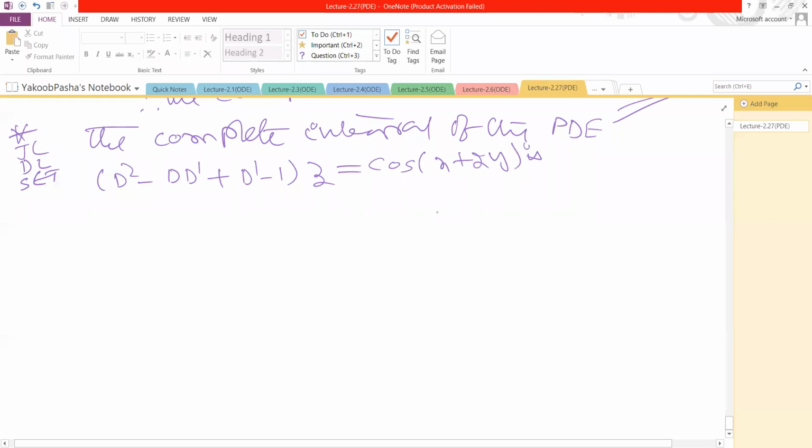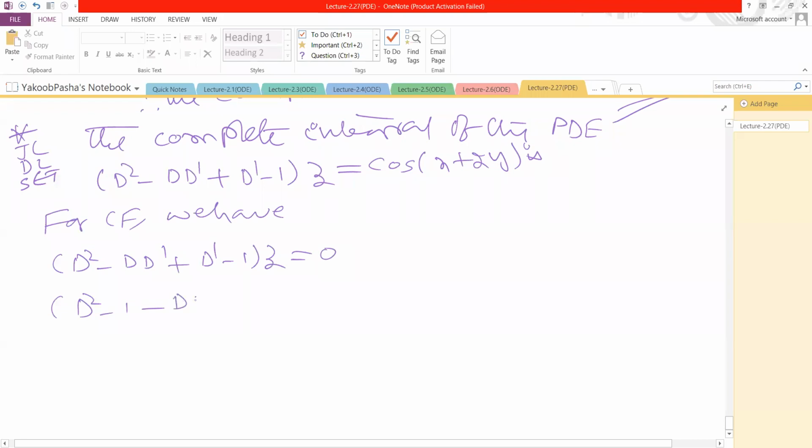First we need to find a complementary function. For this I am considering the homogeneous equation. For the complementary function I am considering the homogeneous equation d square minus d dash plus d dash minus 1 of z equal to 0. So we can write d square minus 1 minus d dash plus d dash of z equal to 0.